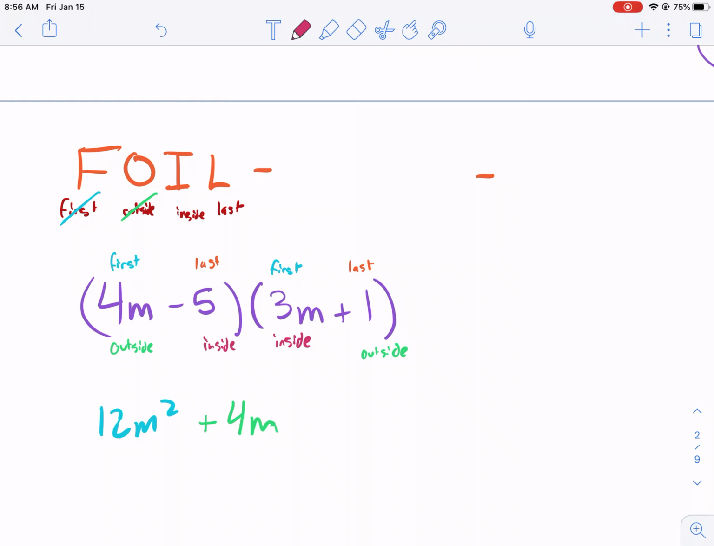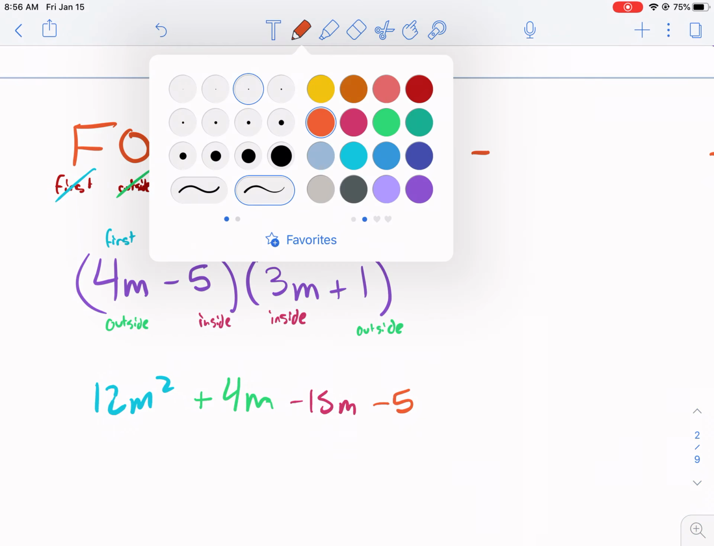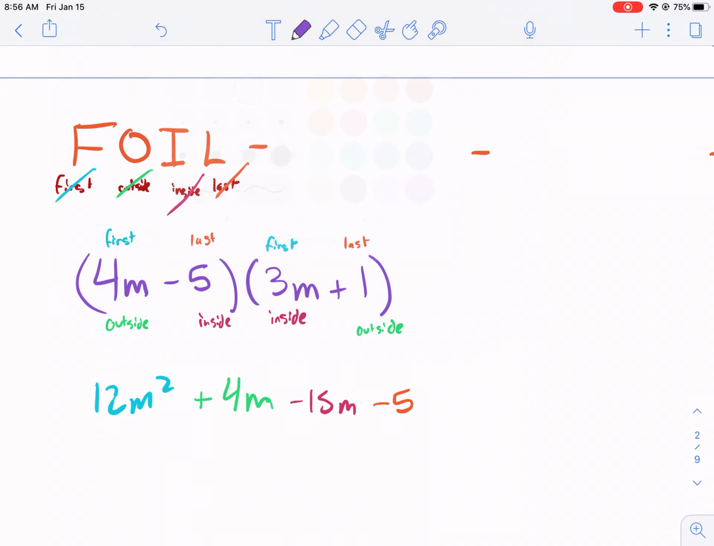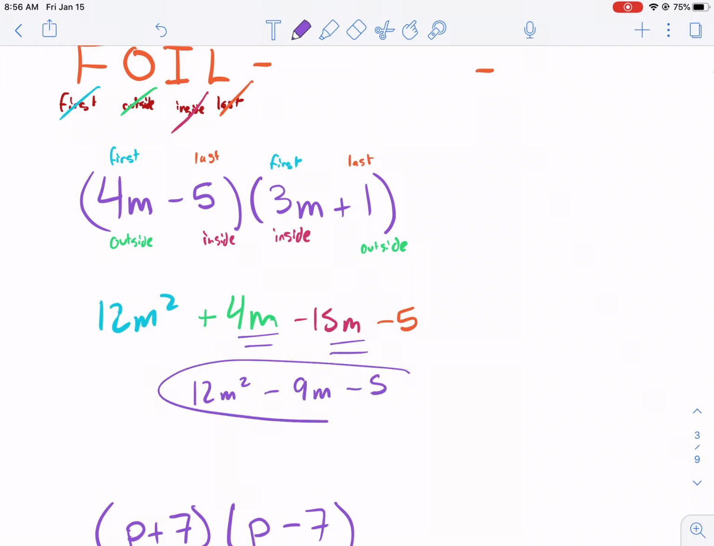Now I'm going to go to the inside. My inside terms are negative 5 times 3m. I'm just going to get negative 15m there. Inside, check. And now I'm on to my last terms. Negative 5 times a positive 1 gives me negative 5. Last terms, check. Now you're always going to have some like terms, as I've been saying this whole time, and it's usually going to be the middle terms, the inside and the outside terms that combine to give you fewer terms. So we get 12m squared minus 9m minus 5, and that's going to be our answer.